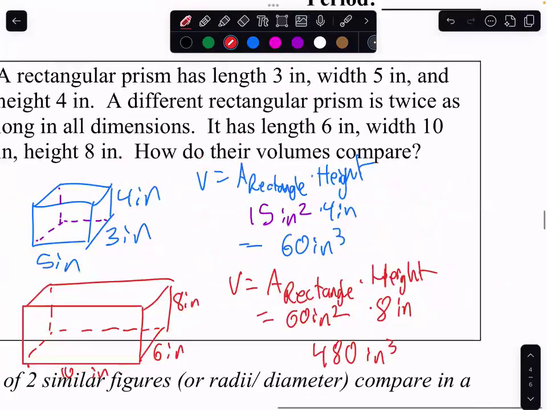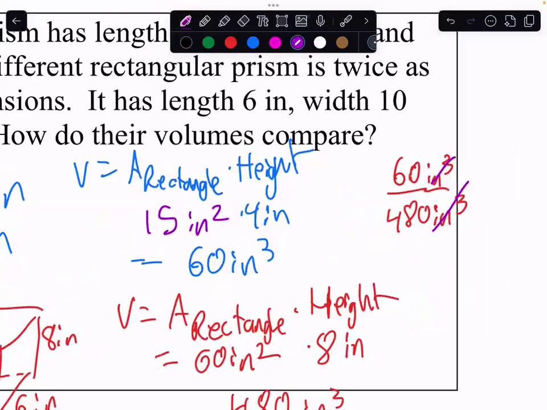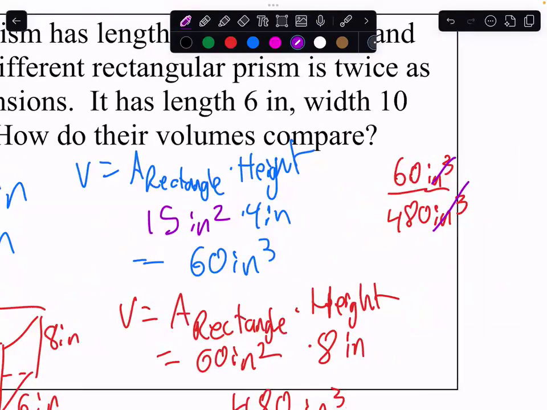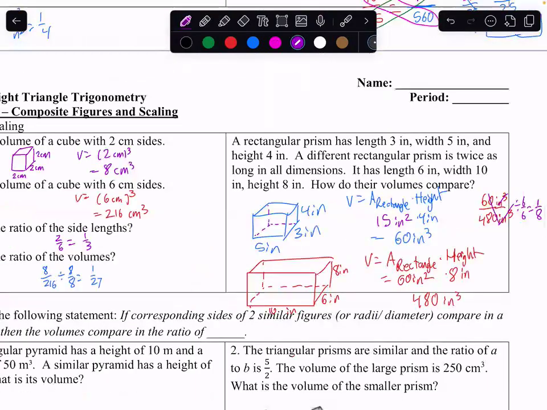Okay, and then I asked how do their volumes compare? So I'm going to do a ratio again. 60 inches cubed to 480 inches cubed. Okay, so the inches cubed part can cancel out. 60 divided by 480, you can divide both by 10 to get rid of the trailing zeros, and then by 6/6 becomes 1/8. Okay, so the ratio of the volumes is 1 to 8.